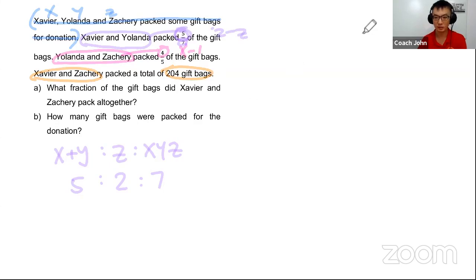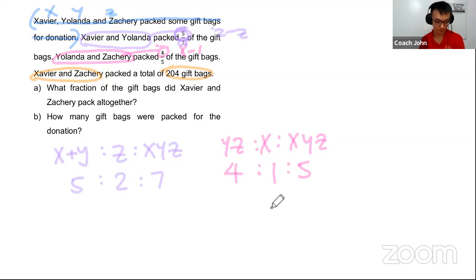Then for the pink one, we have y and z, leaving x, and then we have x, y, z. So we have 4 because of this one. Total is 5, so this one leaving 1. Now, can you recognize that this is actually the same total?